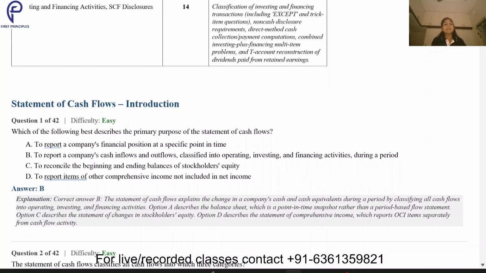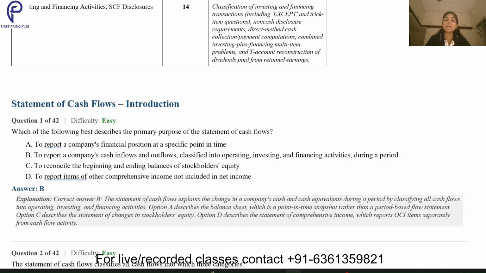Which of the following best describes the primary purpose of the statement of cash flows? That is, what is the objective? Why do we prepare the statement of cash flows? Option A, to report a company's financial position at a specific point in time. Is it statement of cash flows or balance sheet? This is about the balance sheet.